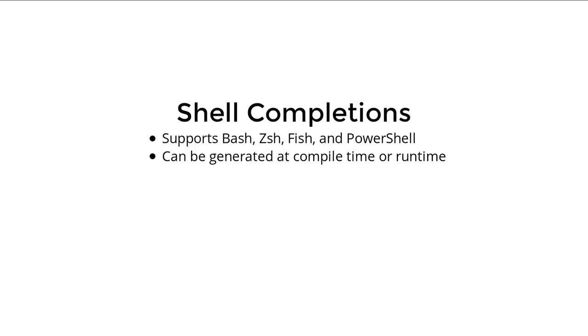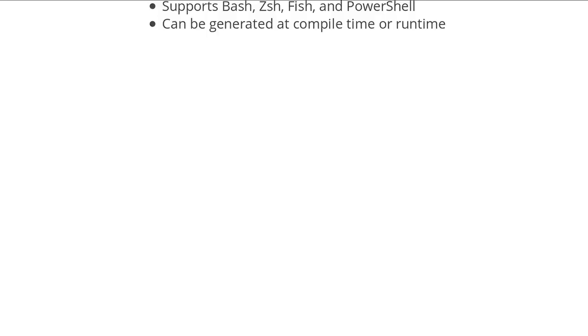And shell completions. Shell completions is another one of the really big features that a lot of people like. There's two different ways to generate completion scripts. You can generate them either at compile time or at runtime. And as of this writing, the 4 shells that are supported are Bash, ZSH, Fish, and PowerShell. So I'm going to show you how those work real quick.